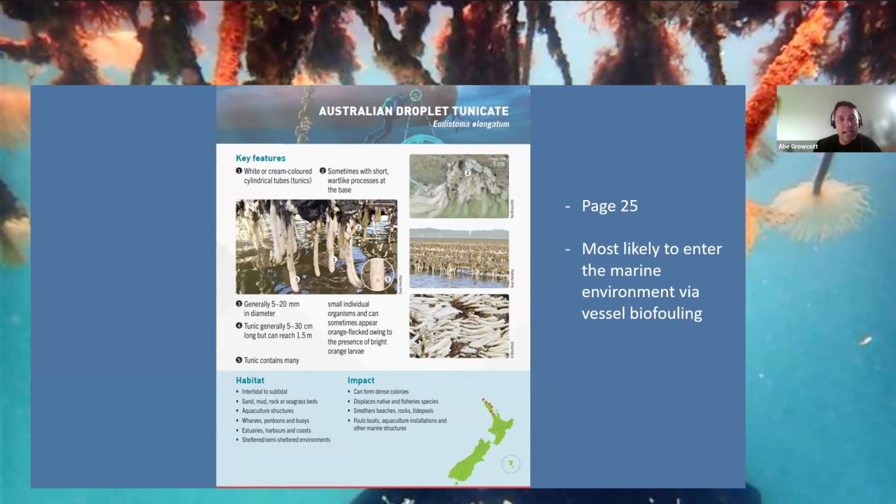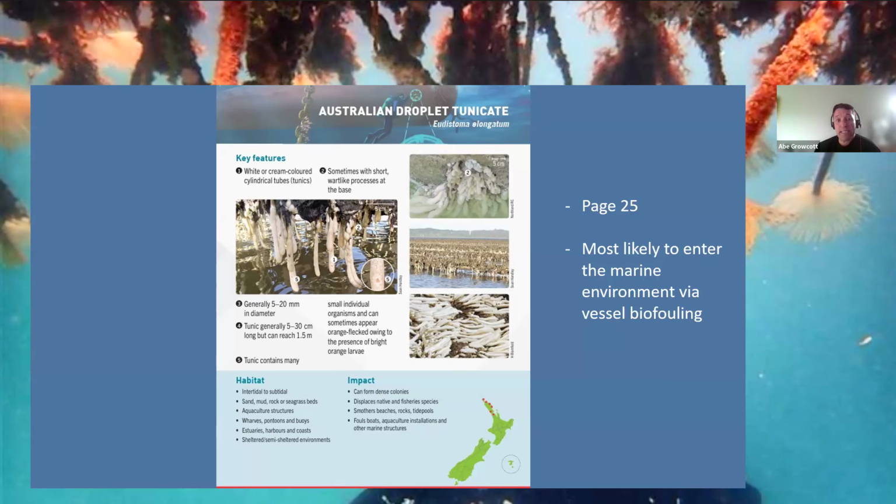And this is the lucky last here, Eudostoma elongatum. So this is the Australian droplet tunicate. This is, as you can see, a sausage-shaped white or cream-colored organism. It's actually a colony of organisms, so that sausage is thousands, if not millions, of individual organisms all grouped together. The diameter of the colonies is 5 to 20 centimeters, and the tubes, the sausages, can reach up to 1.5 meters in length in optimal conditions, but generally a lot shorter than that. Sometimes there's orange flecks in the tubes, which are the reproductive structures.